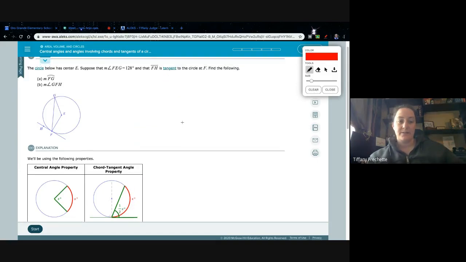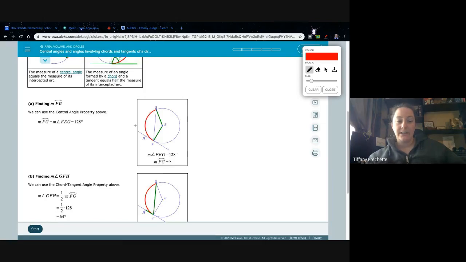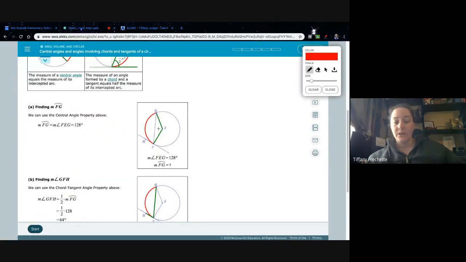I'm going to erase this stuff and scooch down. So for this first one, if we want to find arc FG, which they have highlighted here in red, then we just need to know what the angle is. And they told us, I do believe that was given information, that angle FEG is 128. So we already knew this angle here, which they have marked with the green, this angle is 128. Well, it's a central angle. So if I know the central angle, I know that the arc is exactly the same. That's why they're saying the arc is equal to the angle, which is equal to 128.